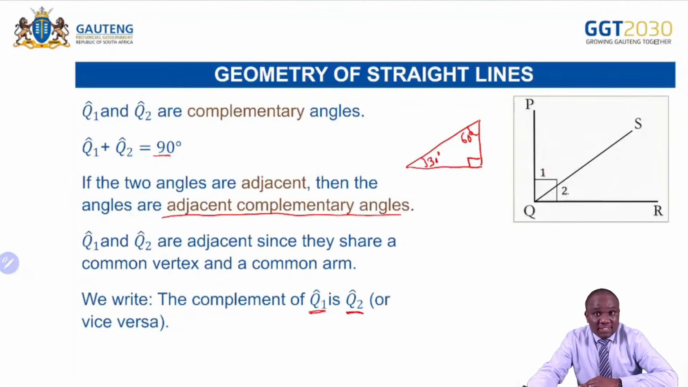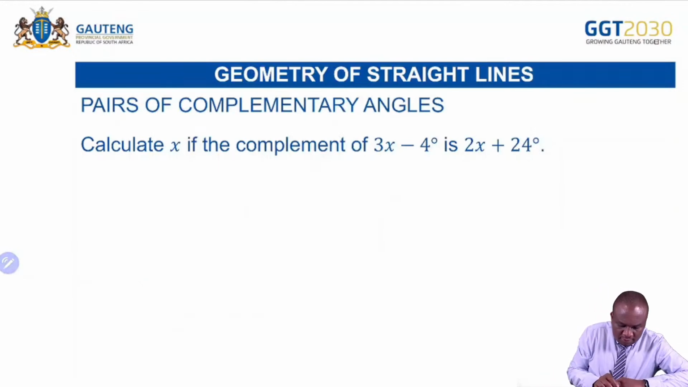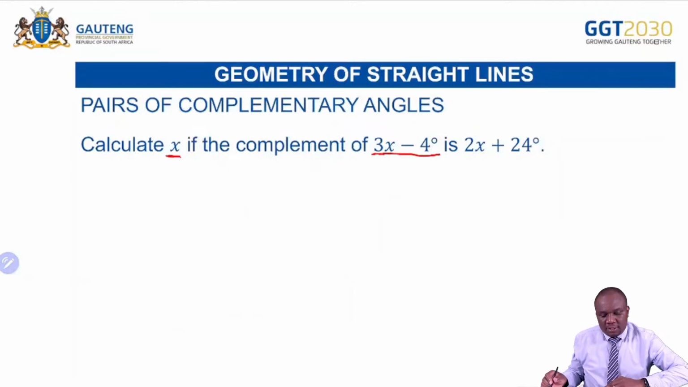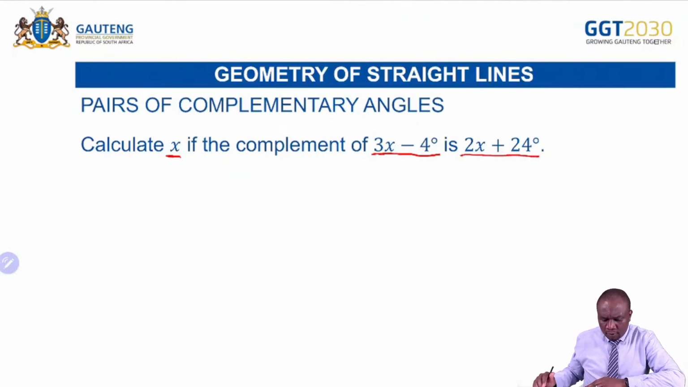Right, welcome back, grade 10. Let's continue. Pairs of complementary angles. Calculate x if the complement of 3x minus 4 degrees is 2x plus 24 degrees. Let me do this one like I promised. What does that mean?